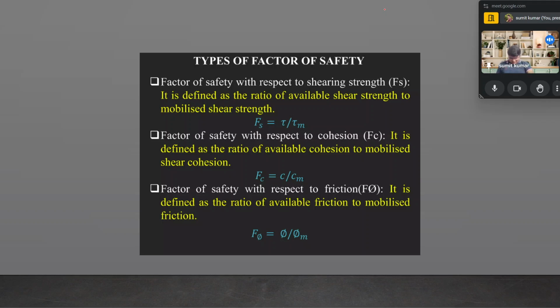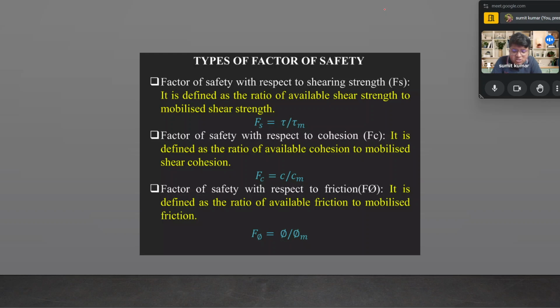Afterwards, the stability number is also in the line of what we are going to read, in which we read the term mobilized cohesion and how we are able to find the factor of safety. The factor of safety with respect to shear strength is defined as the ratio of available shear strength to the mobilized shear strength. So the factor of safety is tau by tau m, where tau is the available shear strength and tau m is the mobilized shear strength.